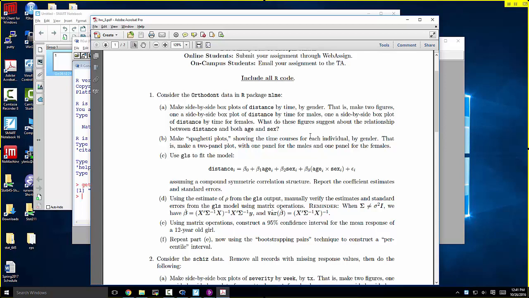In part D, I'm asking you to take materials from the output of the GLS model fit and use them to manually match the regression estimates and their standard errors, standard deviations. It takes some effort to do that. The hard part is you need to construct this capital sigma. This is a 108 by 108 covariance matrix.